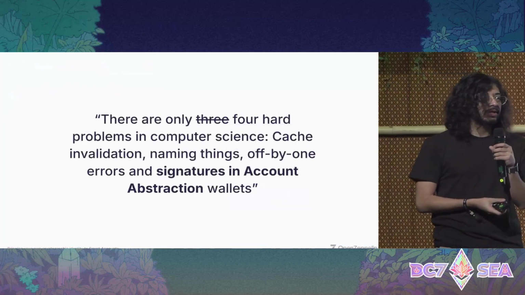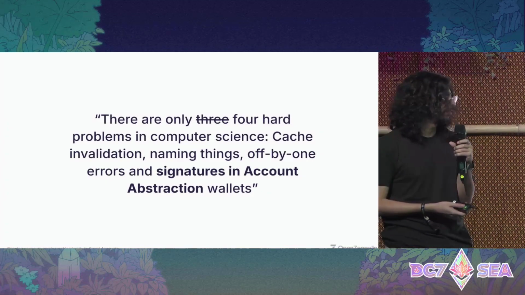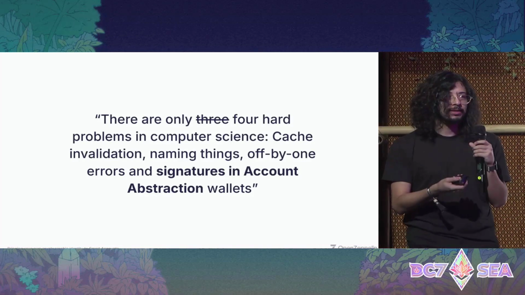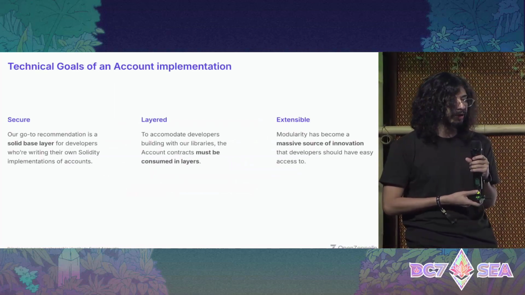Just a quick quote. This is a popular joke in computer science. There are 3, not really 4 things in computer science, and one of these is signatures in account abstraction wallets, right? But yeah, this is why we want your collaboration, and this is how we're doing it.